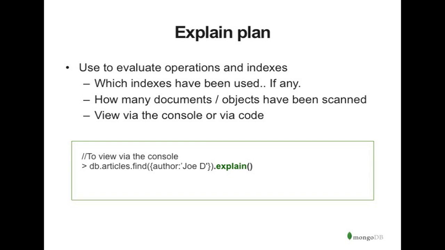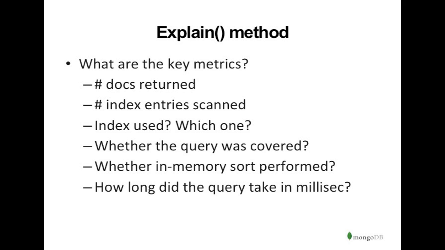On the MongoDB console, you would use the same query with a .explain at the end. The .explain method returns, among many other things, key metrics such as the number of documents returned, number of index entries scanned, whether an index is used or not, which index is used, and whether the query was fully covered, meaning I didn't have to go to the collection, all my data was retrieved from the index itself. It also shows whether an in-memory sort was performed or the index was able to provide the results in sort order, and how long the query took in milliseconds.